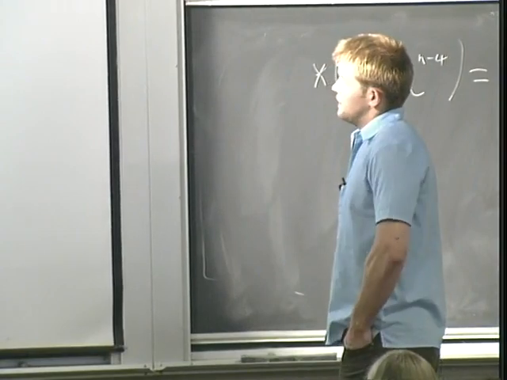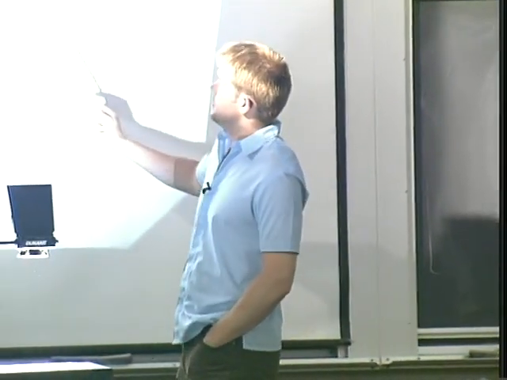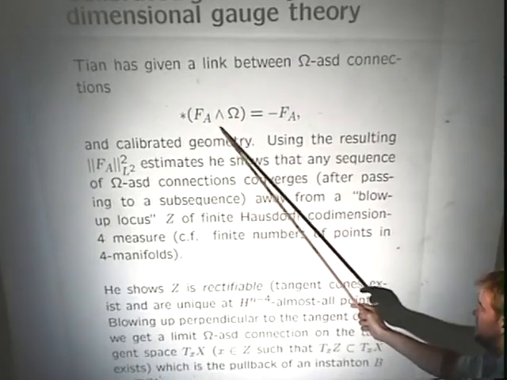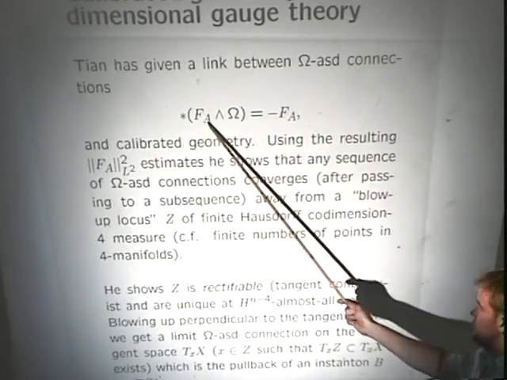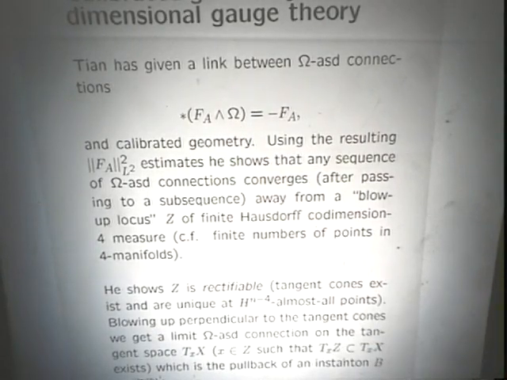So Tian's given a link between these connections. I'm thinking of them usually in higher dimensions, but these include, of course, all the lower dimensional cases. If I take omega to be 1, we get the anti-self-dual equation on a 4-manifold. And calibrated geometry.